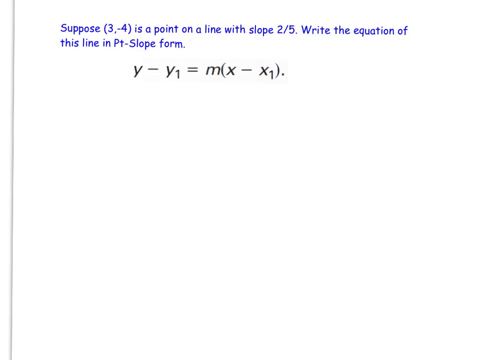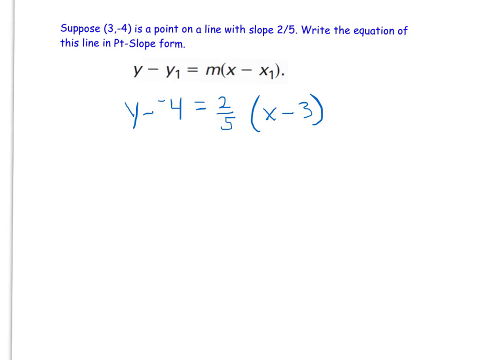So let's try another one. Suppose that the point (3, -4) is a point on a line with slope 2/5. Write the equation of this line in point-slope form. Okay, so think about what you're going to do with the (3, -4). Okay, so we're going to write y minus, and now y1 is -4. I'm just going to write it for now. And then the slope, so are you thinking that's where you put the 2/5? And then x minus, and you look up for x1, which happens to be 3.